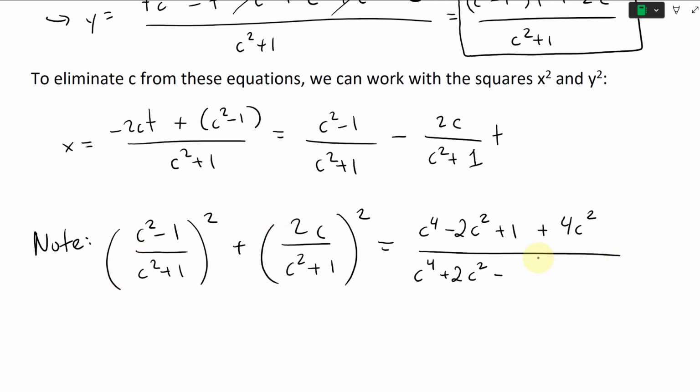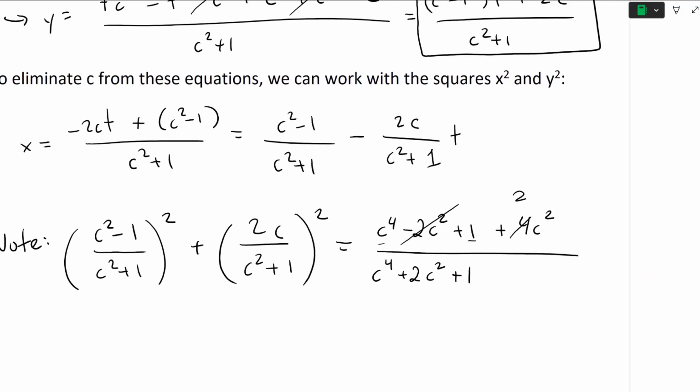And the last one is just 1 times 1, which is 1. Now notice what happens here. We have c to the 4 plus 1, so this matches up with the bottom, and the 2c squared terms cancel, leaving 2c squared. In other words, this entire thing equals 1.